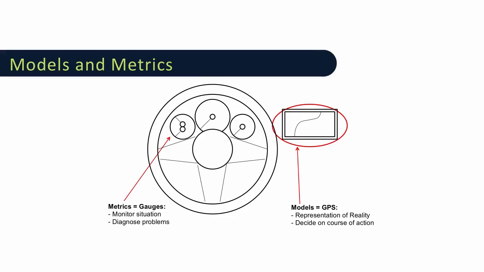Models, on the other hand, are similar to global positioning systems, also known as GPS units. Models show a representation of reality to help you decide on a course of action. So does a GPS. Modern GPSs represent reality in that they show the roadways in your current location. They help you decide on a course of action by presenting relevant information so you can make decisions.